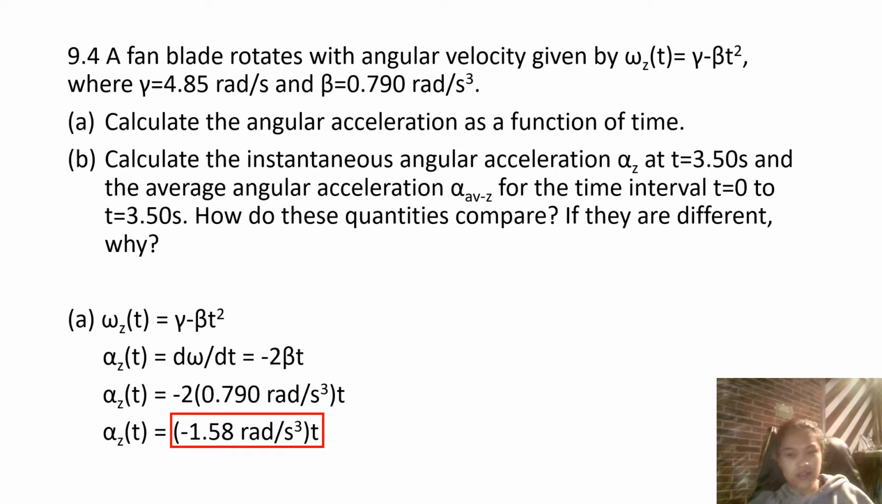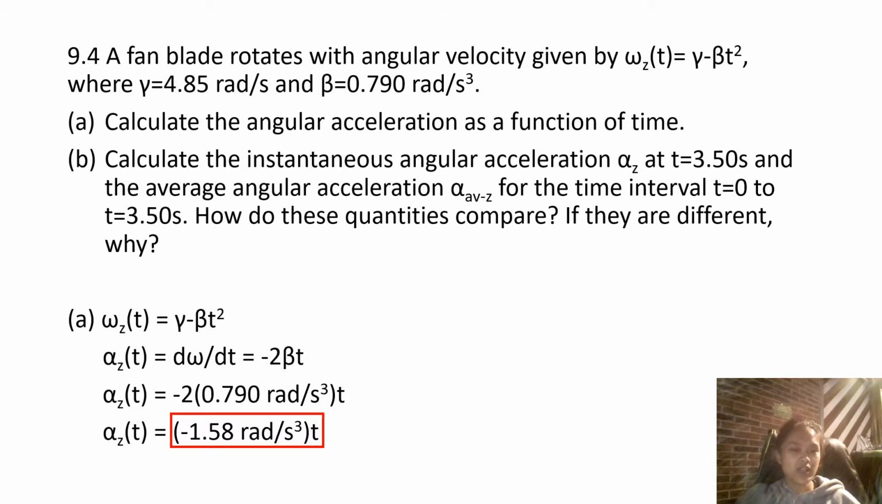For the last item, a fan blade rotates with angular velocity given by gamma minus beta times time squared, where gamma is 4.85 rad per second and beta is 0.79 rad per second cubed. First, we calculate the angular acceleration as a function of time. Second, we calculate the instantaneous angular acceleration at time 3.50 seconds and the average angular acceleration for the time interval 0 to 3.5 seconds. How do these quantities compare, and if they are different, why?